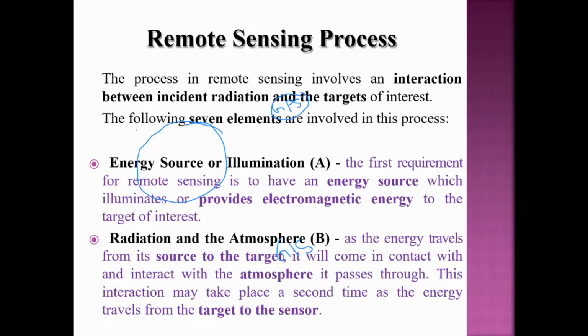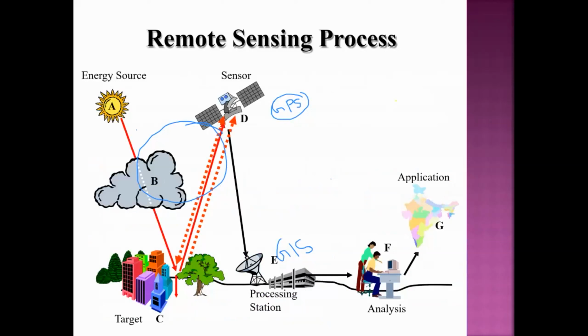So the next point is radiation and the atmosphere. Whenever the energy source is emitting the radiations, they come through the atmosphere. We cannot neglect the interaction of the atmosphere with these radiations, either from the energy source, the sun itself, or the sensor itself. So active or passive sensor, here it interacts with the atmosphere.